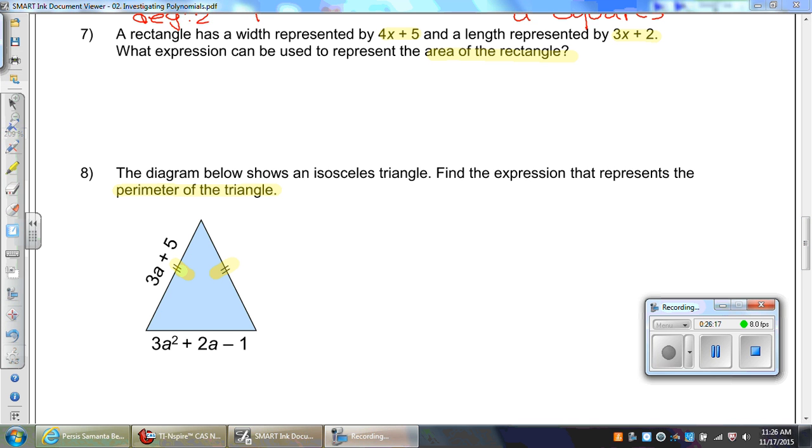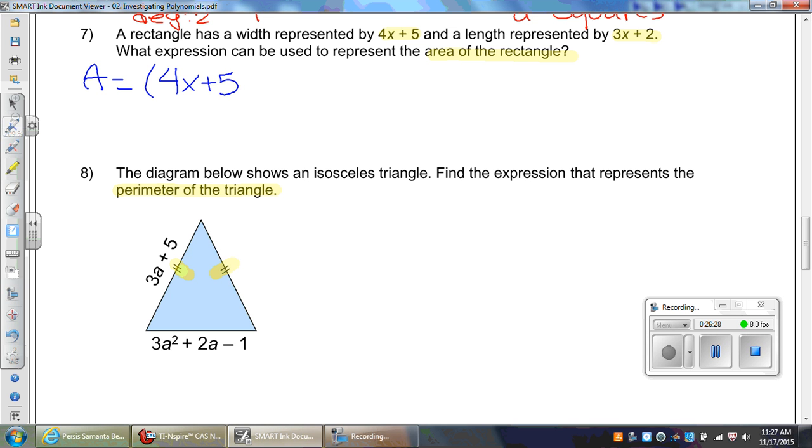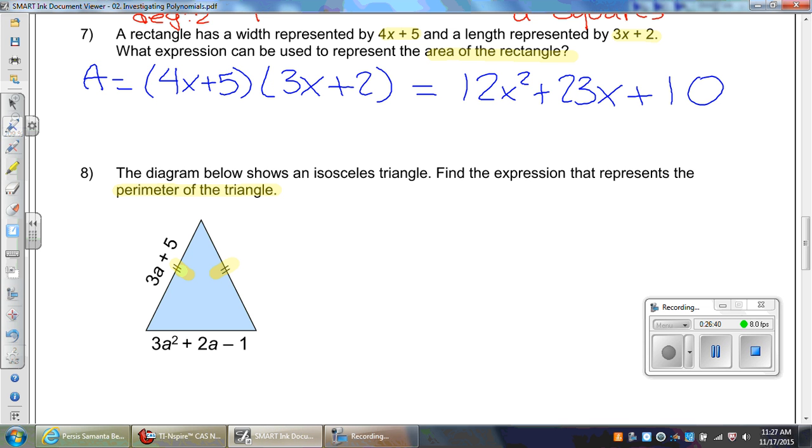All right, Mara. So what do you and your team do to find the area of the rectangle? Both binomials, right? So 4x plus 5. And then just tell me your final answer. 12x squared plus 23x plus 10. Okay, very good. So make sure you guys check with yours. We get 23 because that comes from 4x times 2, that's 8x, and 5 times 3x, that is 15x. So you combine those, and that's how you get 23x.